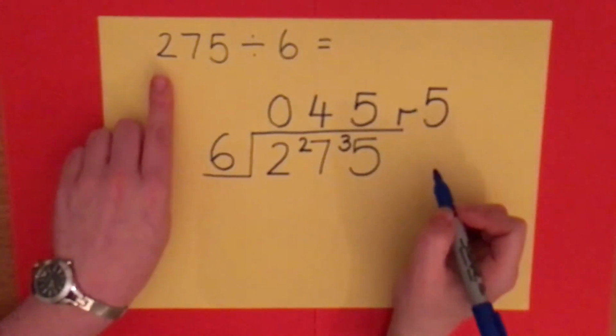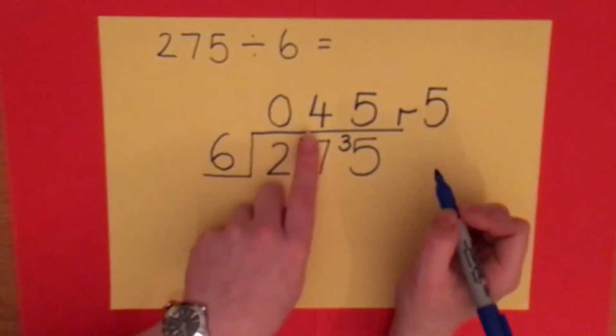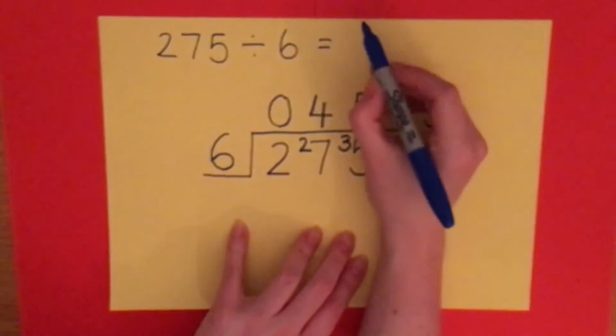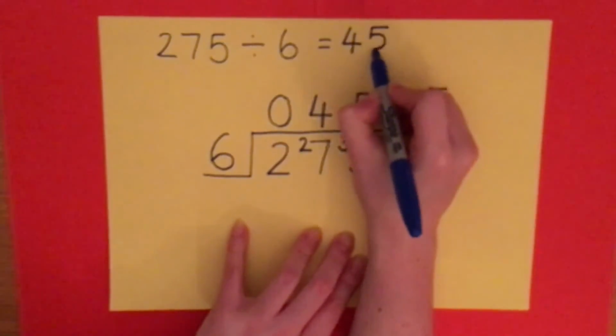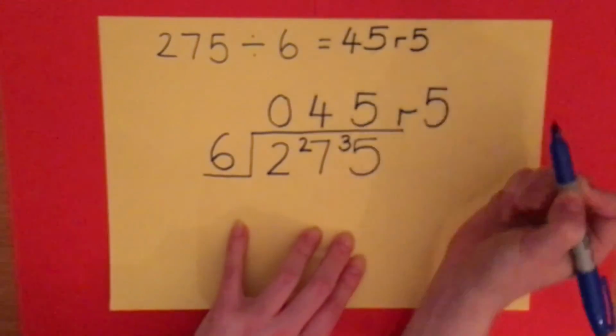So the answer to 275 divided by 6 is 45, remainder 5. 45, and I have a remainder of 5 that couldn't be shared.